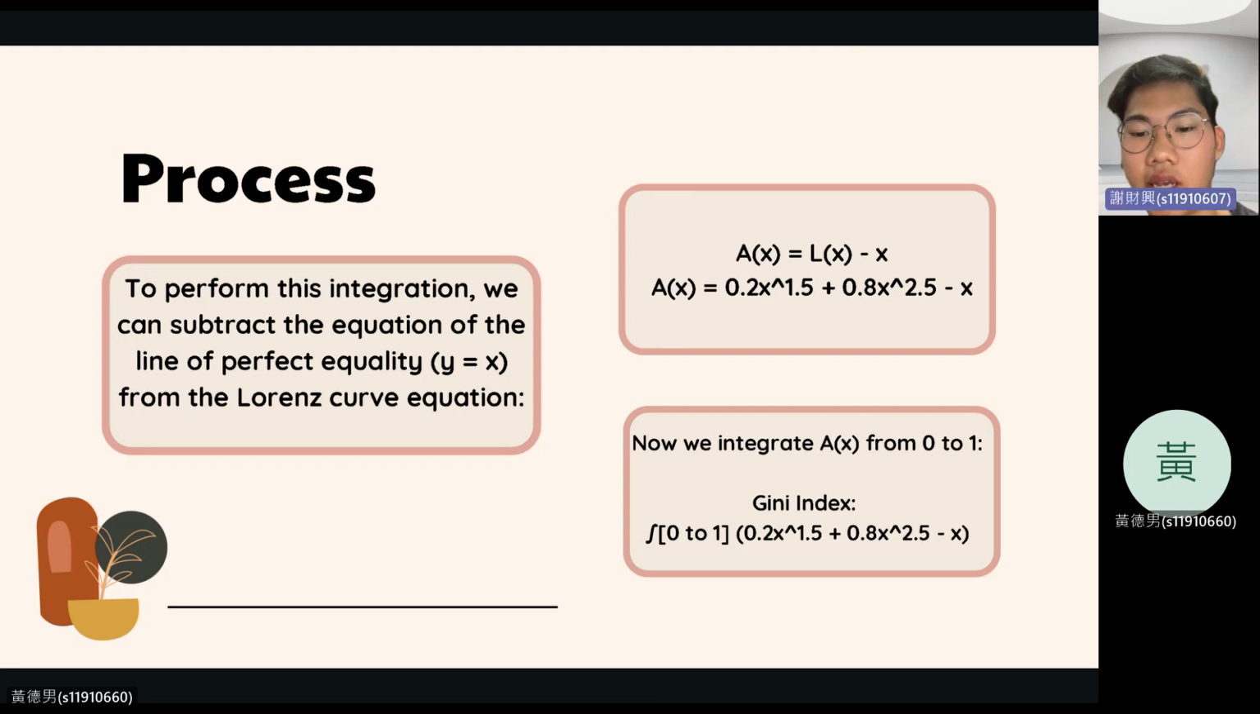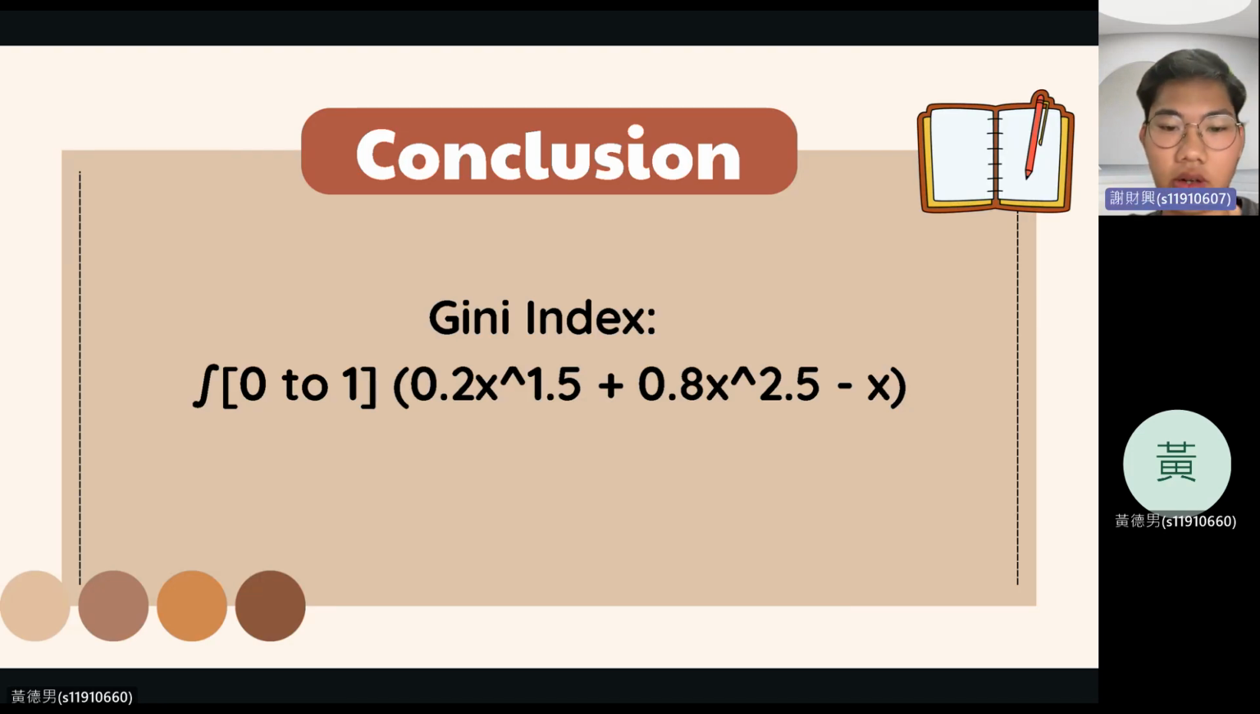From here we can integrate A(x) from 0 to 1, which gives the Gini index as the integral from 0 to 1 of 0.2x to the power of 1.5 plus 0.8x to the power of 2.5 minus x. So the conclusion that we get is the Gini index is the integral from 0 to 1 of 0.25 plus 0.8x to the power of 0.5 minus x.